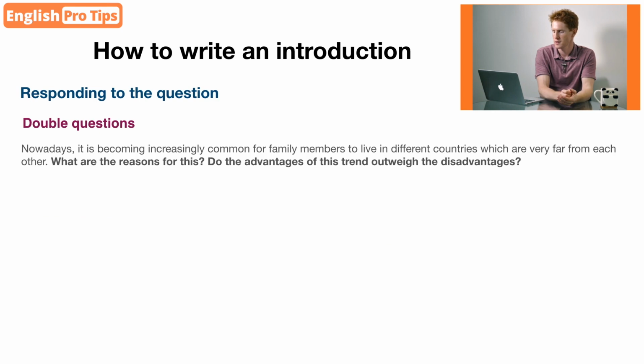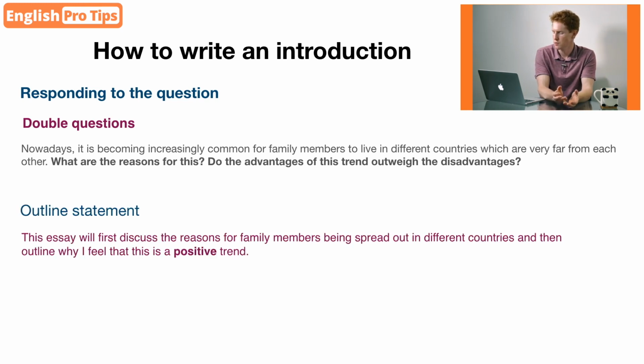Okay, so the question is, nowadays it is becoming increasingly common for family members to live in different countries which are very far from each other. What are the reasons for this? Do the advantages of this trend outweigh the disadvantages? And this student has written, this essay will first discuss the reasons for family members being spread out in different countries, and then outline why I feel that this is a positive trend. So here they have done two things. They've outlined their essay and they've given their opinion, which is what this question asks for.